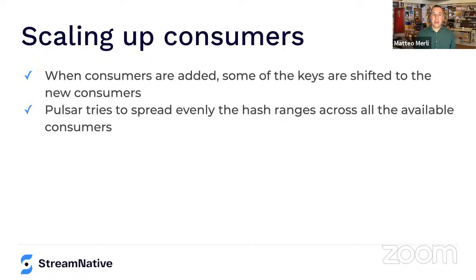When we are scaling up, as I mentioned, some of the keys will have to be shifted. If you have 2 consumers and now you add a third one, you want that third one to have the same share of traffic as the other 2. We want to make sure that the hash ranges are equal across all the consumers, so that the resulting traffic is similar on all of them. Otherwise you might get a consumer that is the bottleneck, while the others receive less traffic.